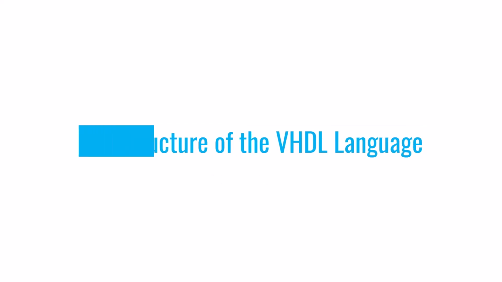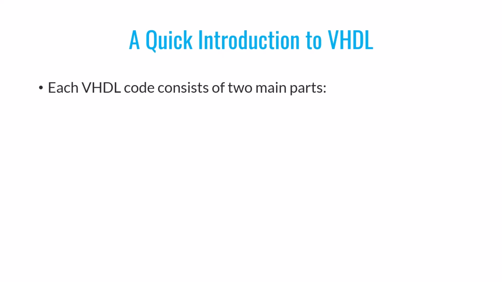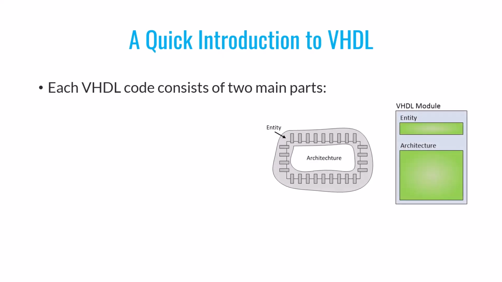Now, let's get to know the structure of the VHDL language. In a nutshell, every VHDL code can be divided into two main parts. I'll walk you through these two parts using this figure. In this figure, imagine we have an IC or a digital circuit. Typically, we can break down this digital circuit into two key sections. One part includes the pins or input-output ports, while the other part forms the internal circuit.